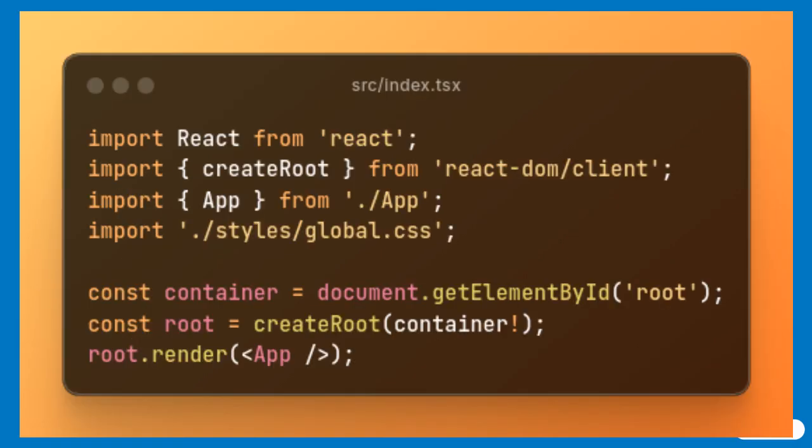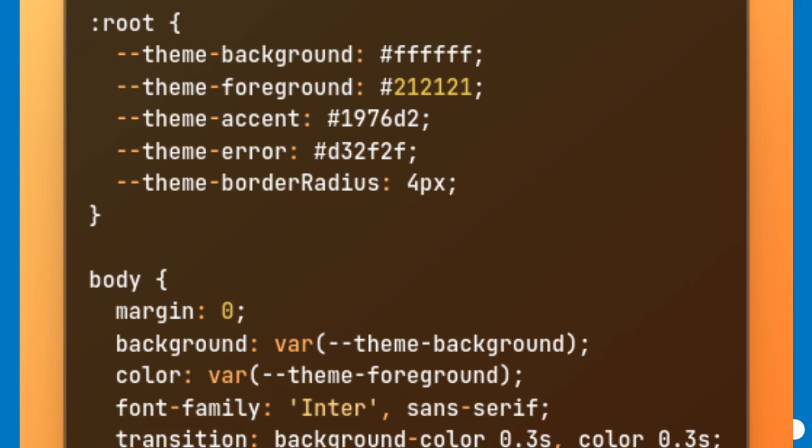This is the main entry point which mounts the App component and imports global styles, ensuring the entire app is wrapped in the theme context from the outset. Global CSS variables are declared for theme tokens. The body uses these variables for background and text color, with transitions for smooth theme switching. These CSS variables are updated dynamically by the ThemeProvider.